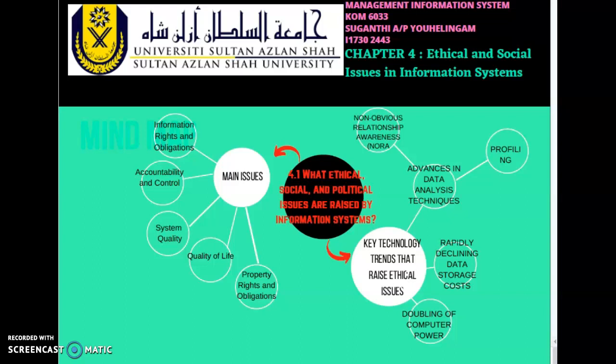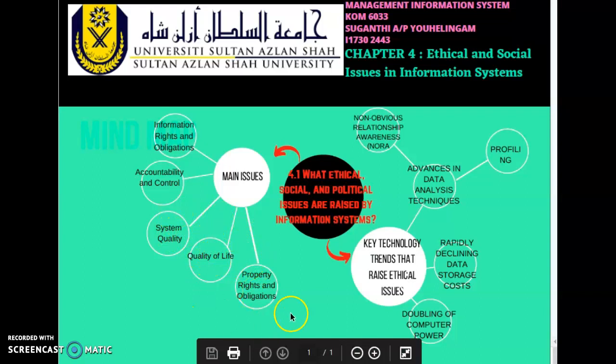Social, political, and ethical issues. The main ethical, social, and political issues raised by information systems are information rights and obligations, accountability and control, system quality, quality of life, and property rights and obligations.